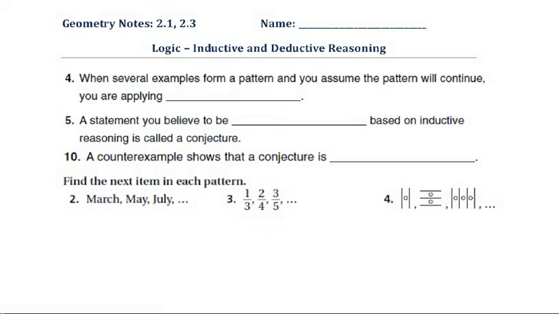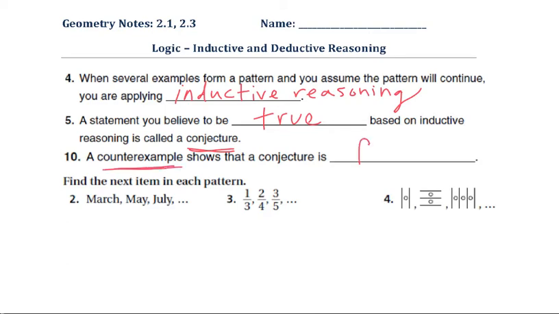In this video, we're going to talk about inductive and deductive reasoning. So first off, when several examples form a pattern and you assume the pattern will continue, you are applying inductive reasoning. Next, a statement you believe to be true based on inductive reasoning is called a conjecture. So the word conjecture means the statement you believe is true, and it's based on inductive reasoning. A counterexample, we're going to use this quite often, shows that a conjecture is false. So we use it to explain or give an example that proves that a statement is false.